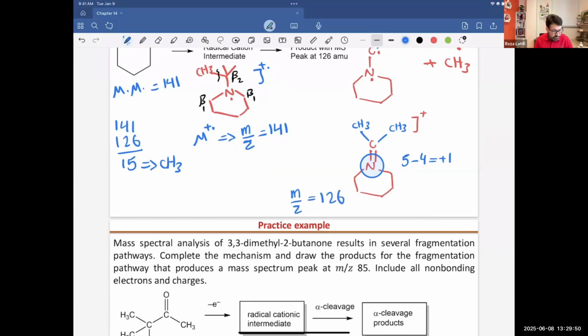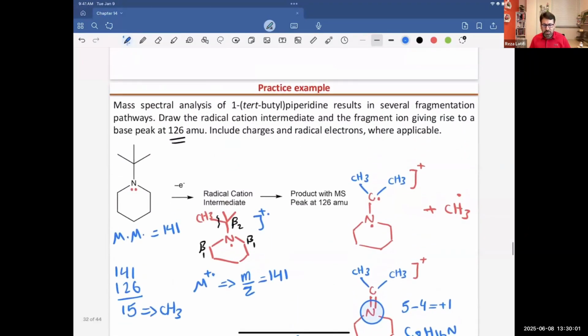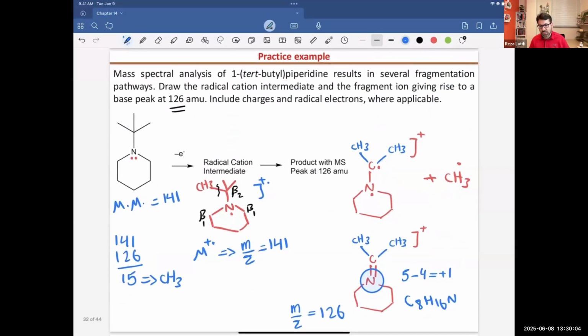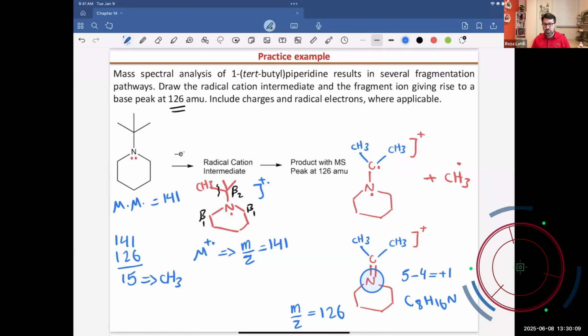And what's the formula for it? The formula is going to be C8H16N, with 1 nitrogen. And so the final product will be this species. Technically, it is the nitrogen that forms an even bond with carbon, a double bond.